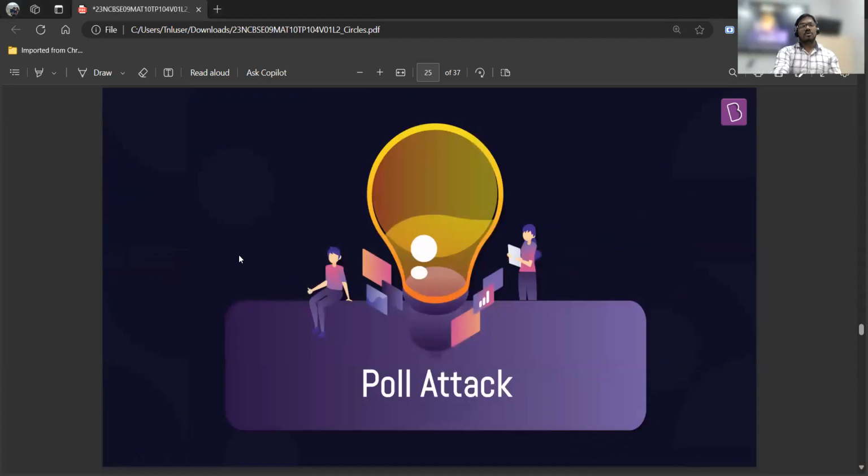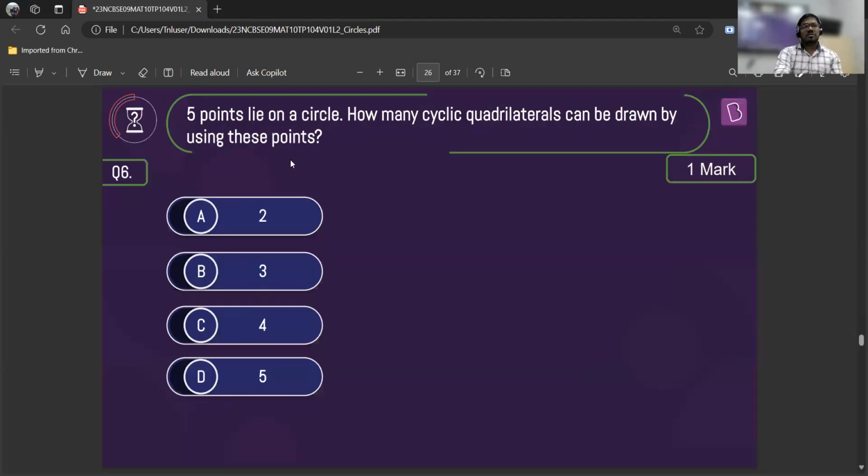Now, guys, we have a poll question. It's quiz time. Get ready for the poll question. The first poll question here: 5 points lie on a circle. How many cyclic quadrilaterals can be drawn using these 5 points? Anybody? Correct. So we will form 5 cyclic quadrilaterals, right? How will we form 5? I will let you know.